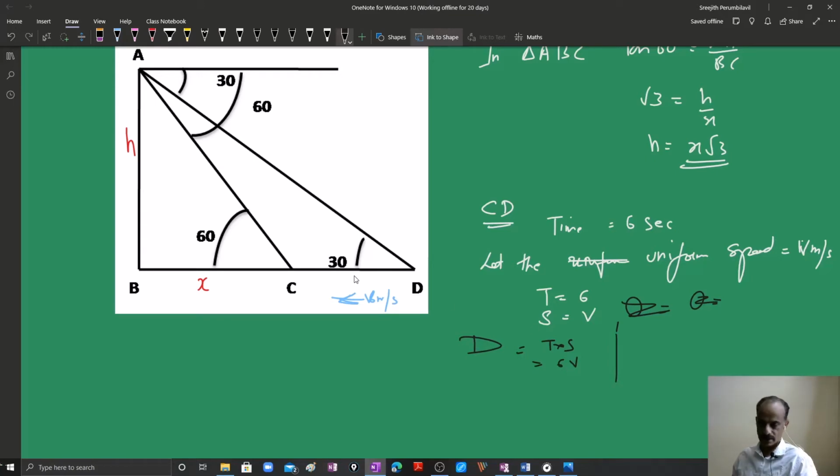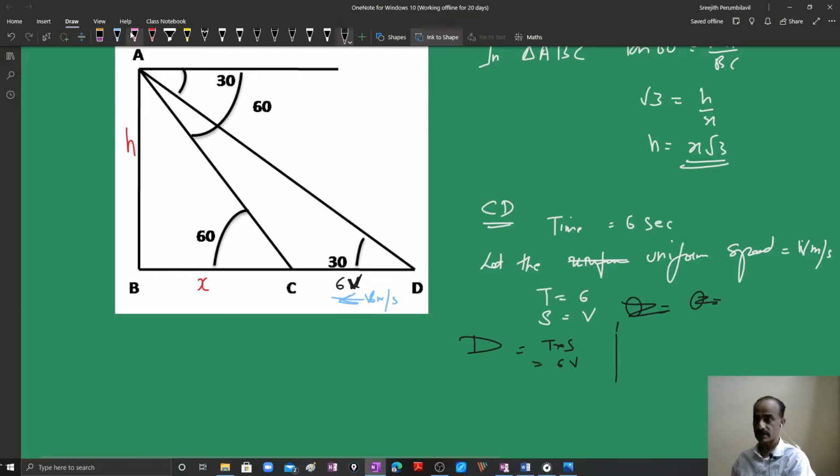Because it is given in the question that in 6 seconds it reaches here at a uniform speed. We have taken the uniform speed as V. So the distance is actually 6V meters. What is actually found?